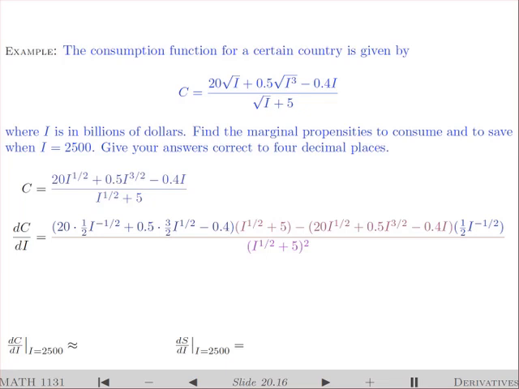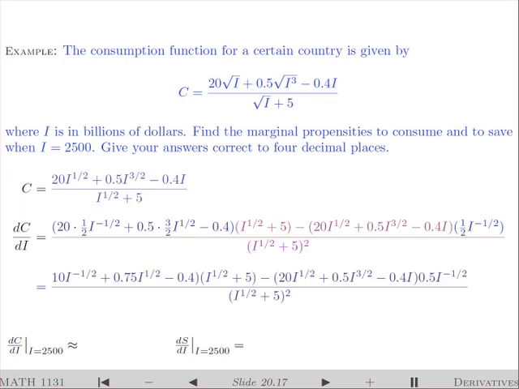Now we need to plug in the given value of I in this. It's a somewhat long calculation. It's best done by just plugging things into your calculator. If I did everything right, it comes out to be 0.4716. So the marginal propensity to save will be 1 minus 0.4716, which is 0.5284. This concludes our look at the quotient rule, and I will stop here.